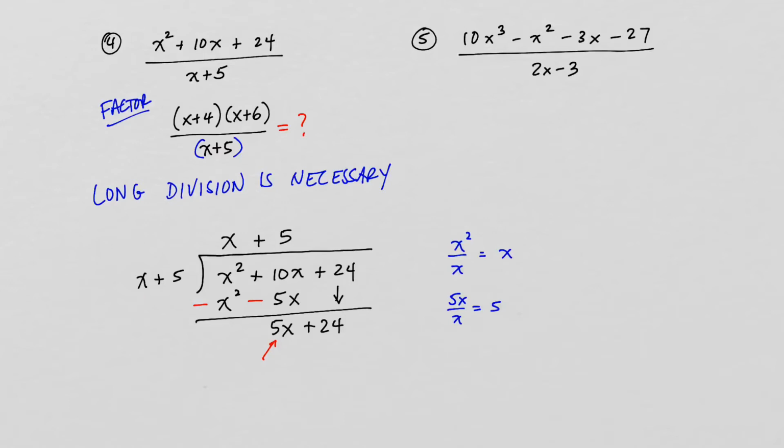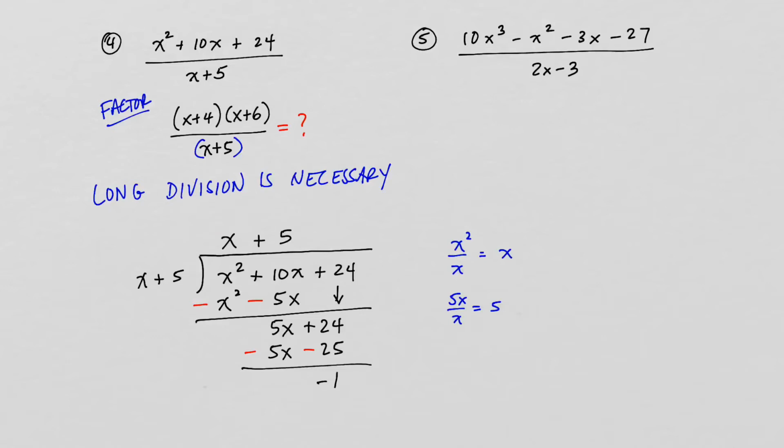and then we multiply 5 times x and 5 times 5. 5 times x is 5x. 5 times 5 is 25. And then we need to subtract or change the signs. And this gives us 1 left over, right? Excuse me, negative 1. Negative 1, right?